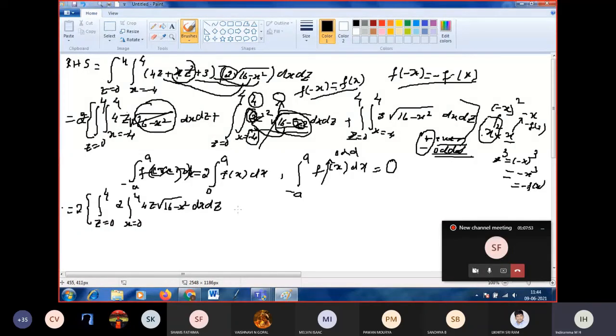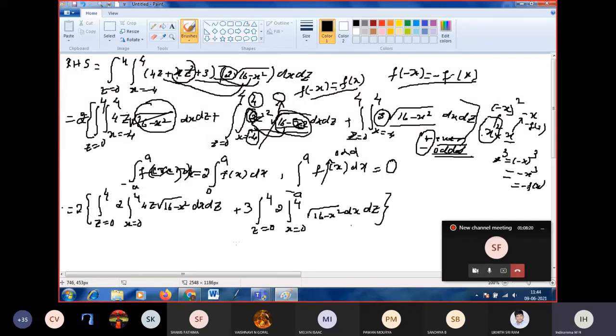Next come to the last one. Here we have 16 minus x square under the root, it is even. Here it is 3, no need to bother about 3, I will keep 3 outside. Since it is even, I can write minus a to a as 2 times 0 to a. A is 4. Root of 16 minus x square into dx.